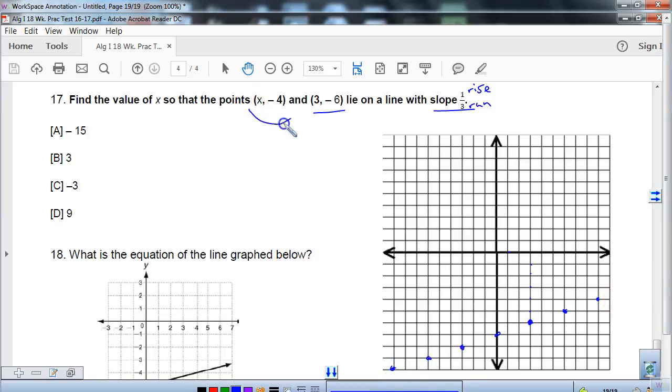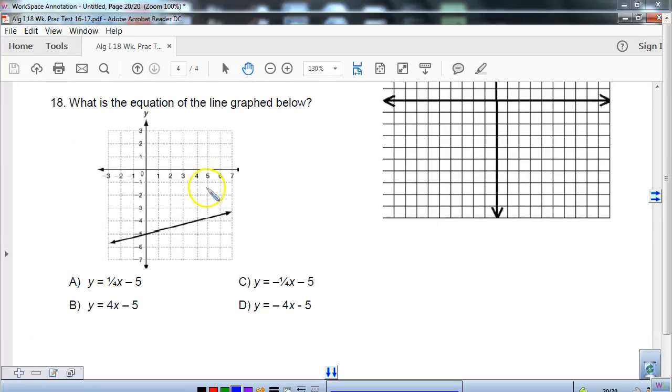Now we're looking for the point x, negative 4. Negative 15, negative 4 is over here somewhere. 3, negative 4 is right here. Negative 3, negative 4 is right here. And 9, negative 4 is right here. And that appears to be what would be on that line. So 17 is D. Number 18 asks, what is the equation of the line graphed below?